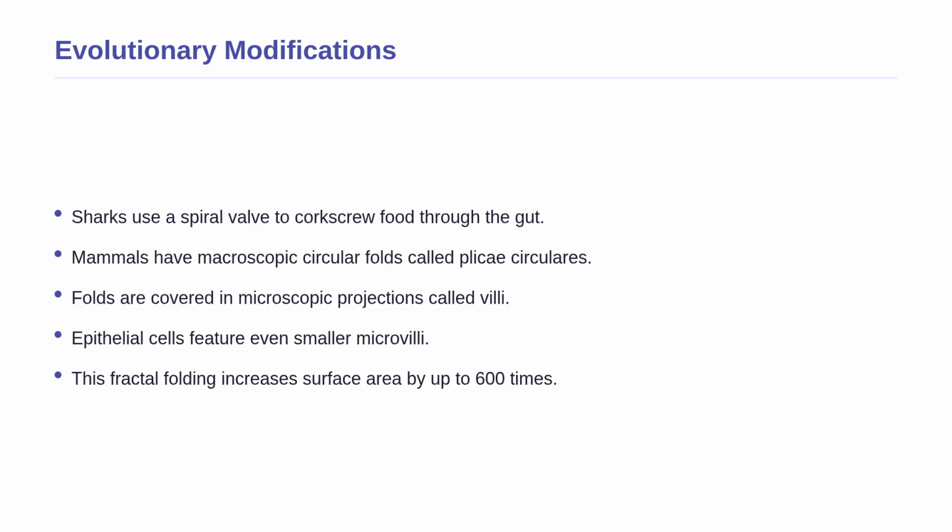These are covered in tiny finger-like projections called villi, and the cells themselves have even smaller microvilli. This brilliant, fractal-like folding strategy increases the total absorptive surface area by a staggering factor of up to 600 compared to a simple smooth cylinder.